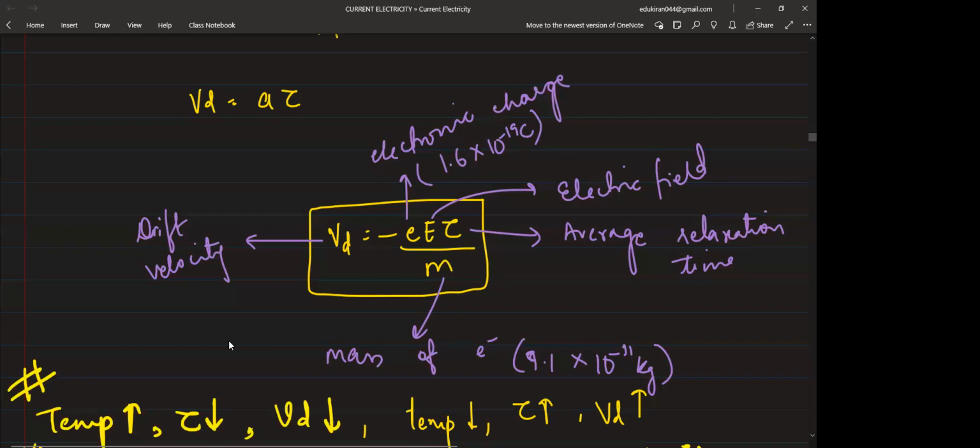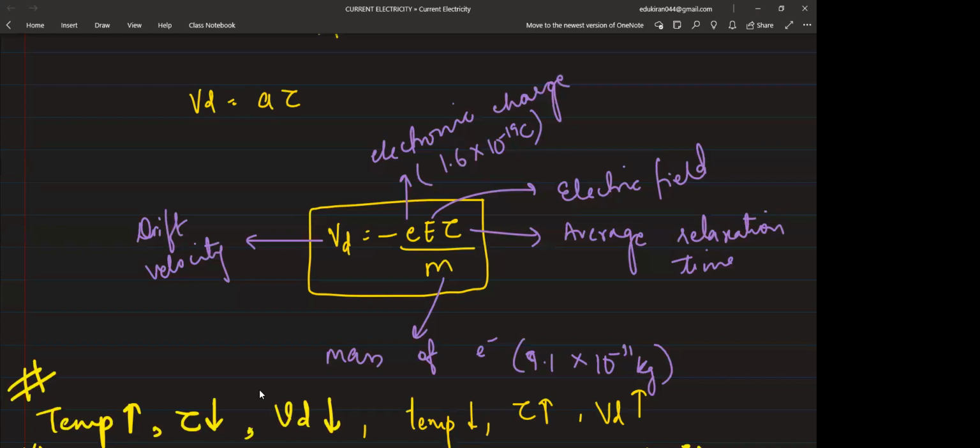And this is a very important relation, which is used in the graphs also. When temperature increases, tau decreases, meaning the relaxation time decreases, and drift velocity also decreases. Or you can take it vice versa also. When temperature decreases, tau increases and drift velocity further increases.